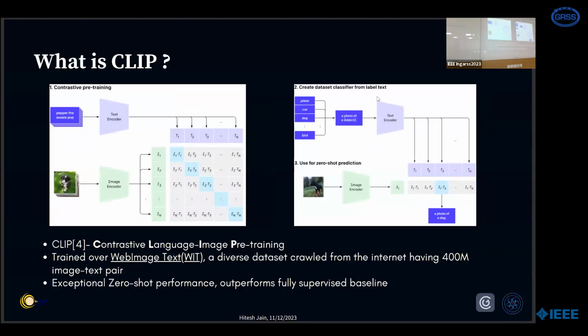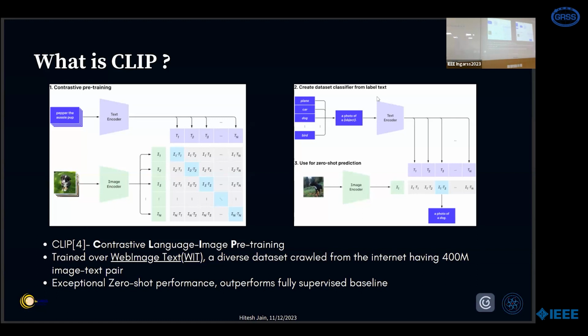So I'm talking about CLIP. What exactly is it? CLIP stands for Contrastive Language-Image Pre-training. It is trained over a big, diverse dataset containing around 400 million image-text pairs, drawn from the internet. It shows exceptional zero-shot capabilities and outperforms fully supervised baselines.